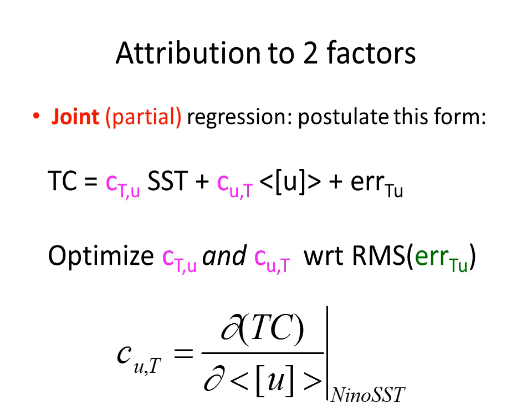But really, what we'd rather do, I suppose, is make an attribution to two factors, a joint or partial regression. And so we're really postulating a relationship of this form, that the tropical cyclones are related one part to SST, Nino 3.4, one part to this barotropic momentum. And then the error of this relationship can be minimized to give you both coefficients separately. And if you like, in a partial derivative notation, kind of Jacobian notation, you can think that this C of U comma T is really the partial derivative of tropical cyclone density with respect to momentum for a fixed value of Nino 3.4 SST.